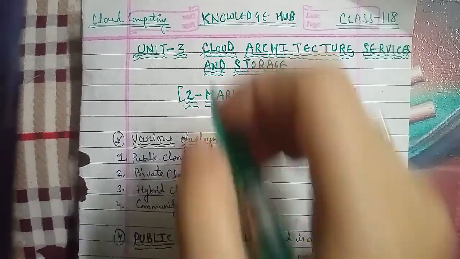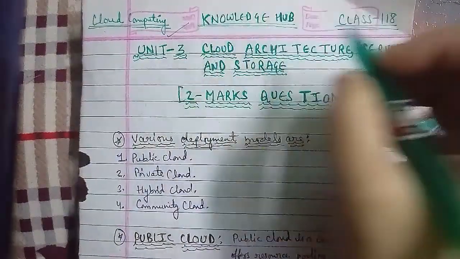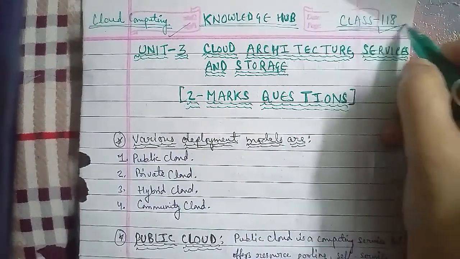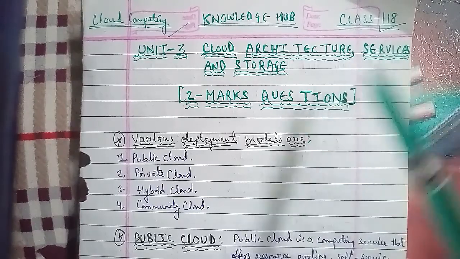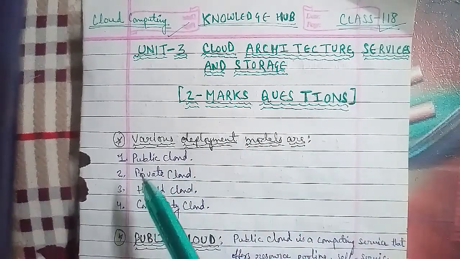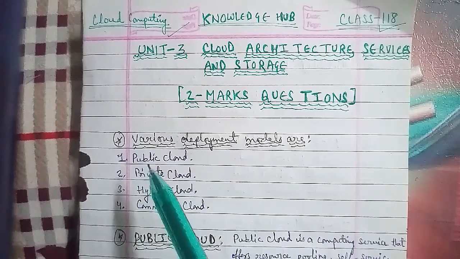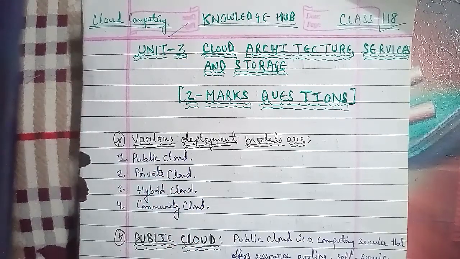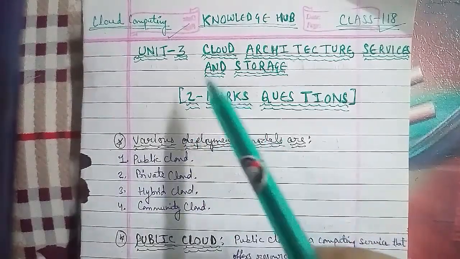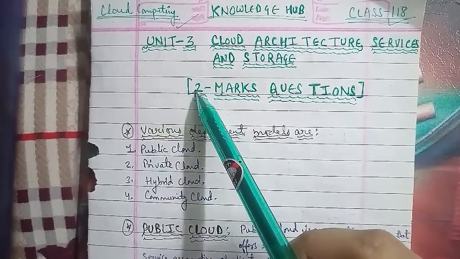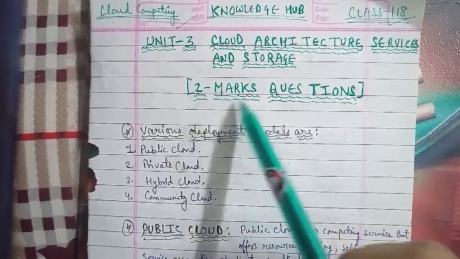Now today we'll start with your cloud computing class, and the cloud computing class number is 118. As you know, we have covered up to class 117 till now, and here we have discussed unit 1, unit 2, unit 3, unit 4, unit 5 completely with a brief description. But now we are going to discuss, as I said before in the last class, the unit 1 and unit 2 short answers that they can ask you in the form of 2 marks questions.